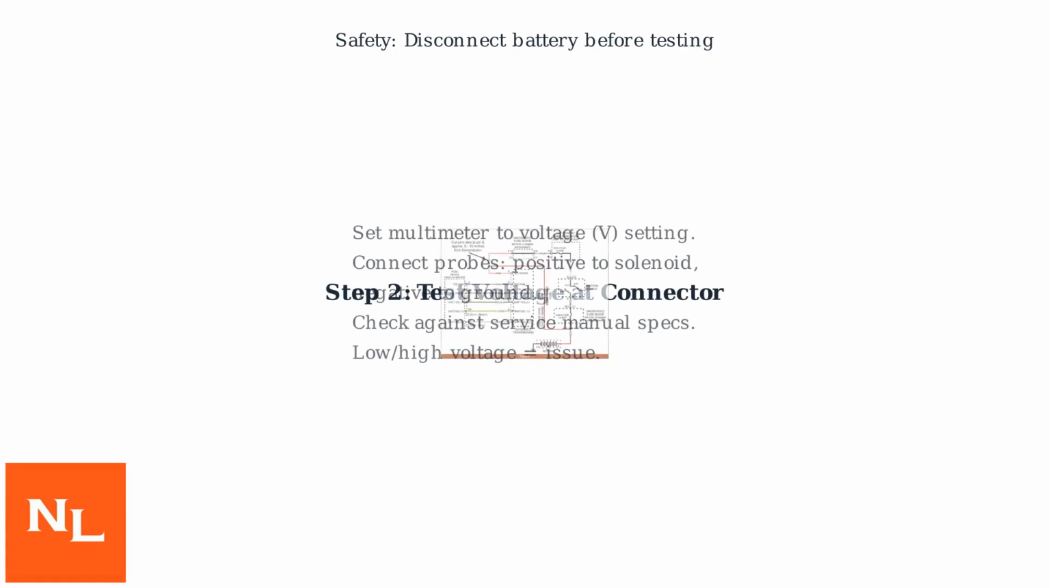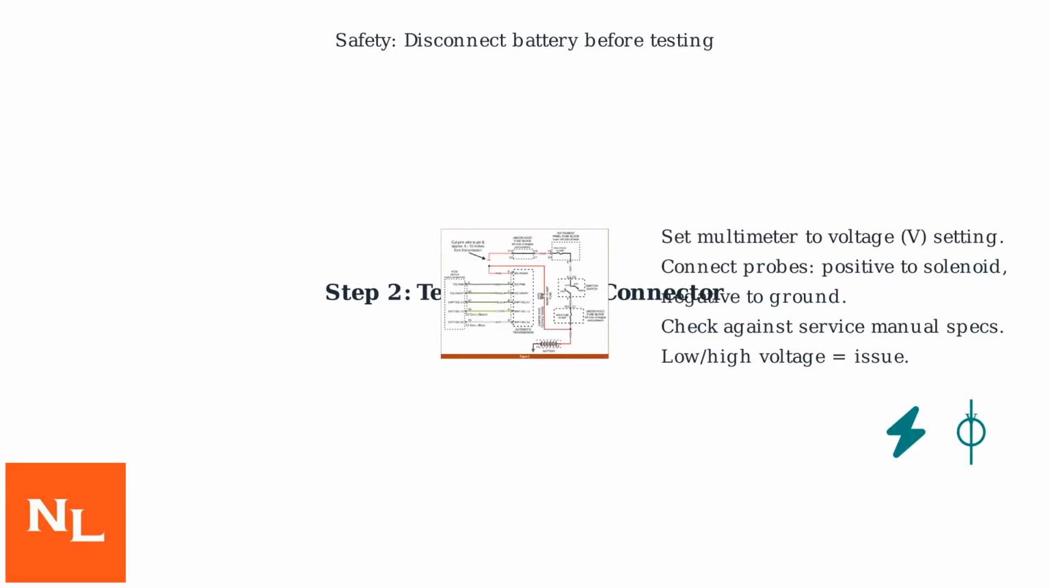For voltage testing, set the multimeter to DC volts. Connect the positive probe to the solenoid connector and the negative probe to a good ground. Compare the reading to your vehicle's service manual specifications. Abnormal voltage readings point to electrical issues with the solenoid circuit.